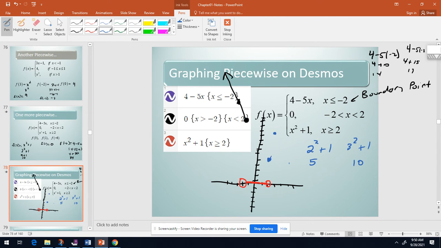Again, this is a parabola, right? We know x squared is a parabola, so it's going to look something like this. So again, a rough sketch. I missed there. Let's go ahead and fill that in. Okay, so a rough sketch of what this graph will look like.